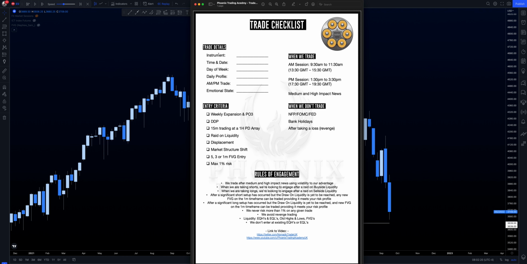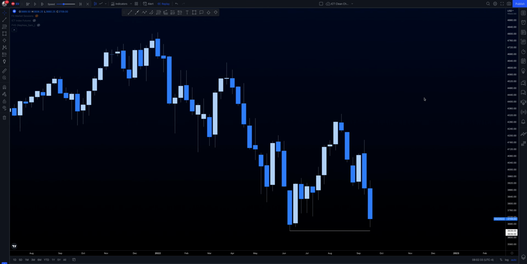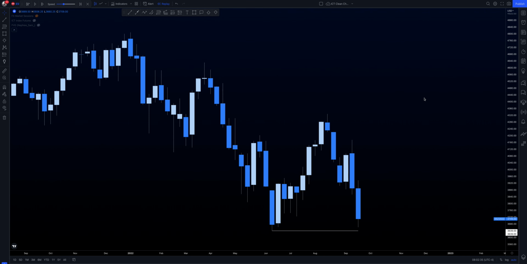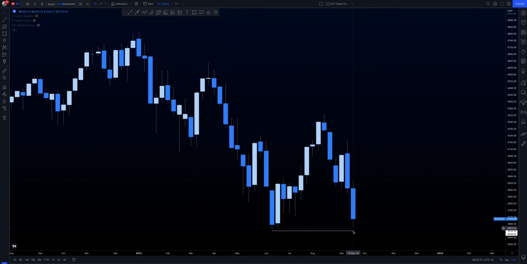So with this in mind, the instrument in this example will be the S&P 500, and the weekly expansion is the first thing that we need to work out. At the time of recording, this is the 2nd of October 2022, and I've gone back using the replay to delete the up-to-date weekly candle here.